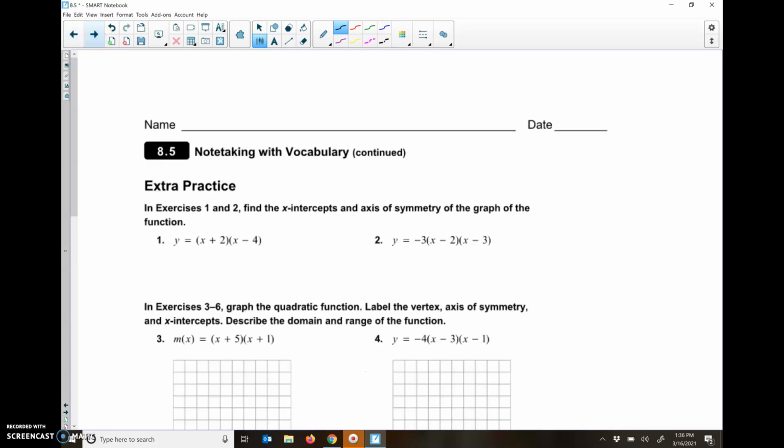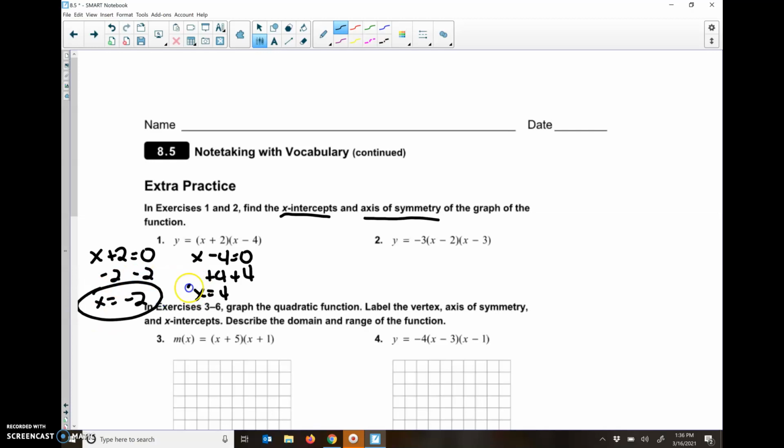Okay, so here on number 1 and 2, they want us to find the x-intercepts and the axis of symmetry. To find our x-intercepts, we're going to pretty much just set them equal to 0 like we've done a couple times before. So x plus 2 equals 0, and x minus 4 equals 0. I'm going to subtract 2, and one x-intercept is negative 2. In this problem, I'm going to add 4, and my other x-intercept is 4.